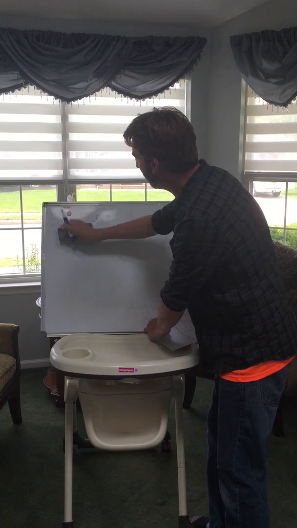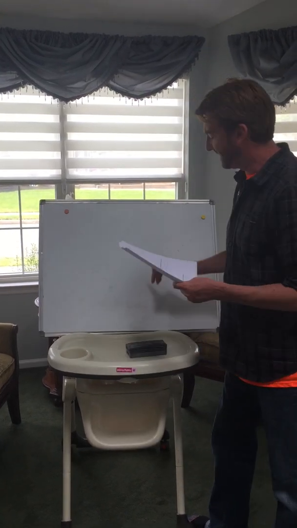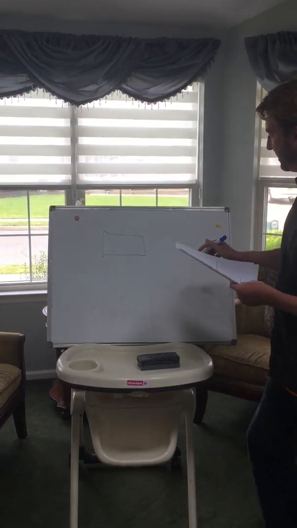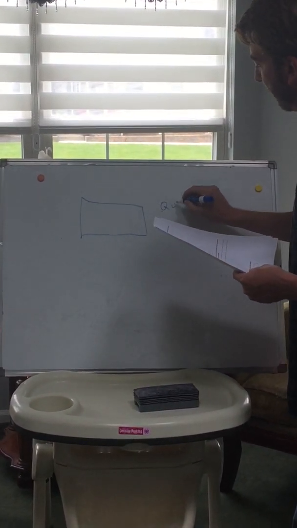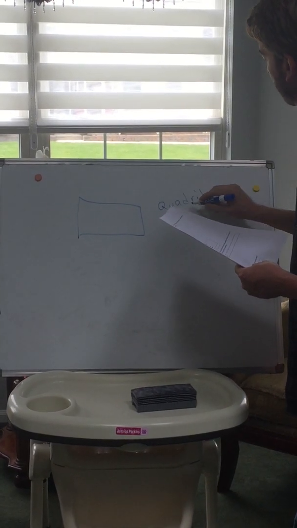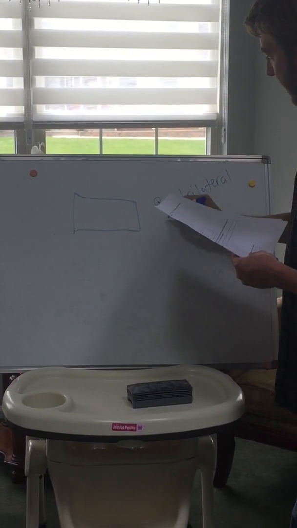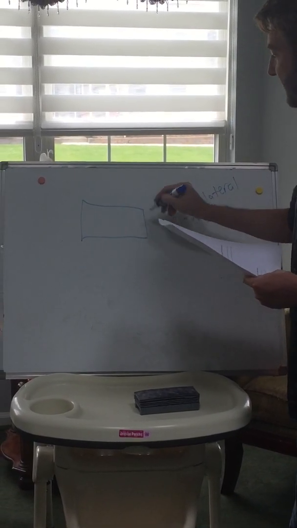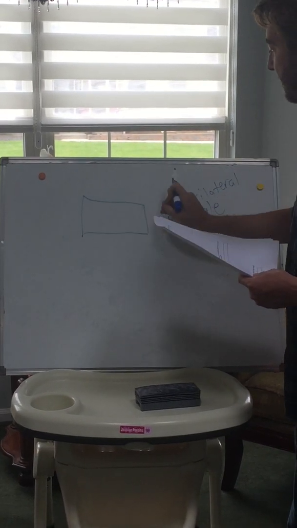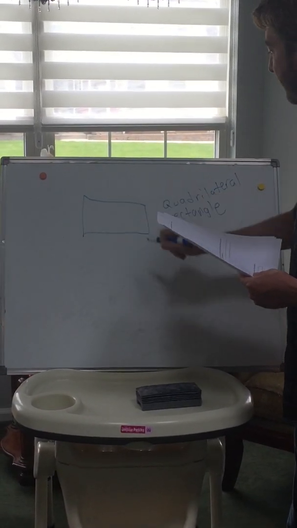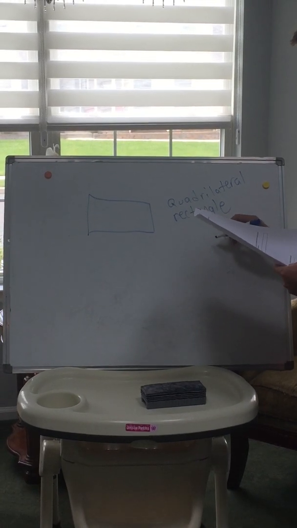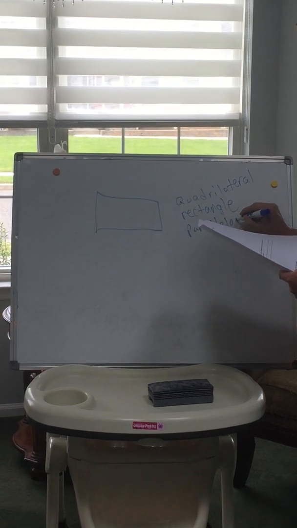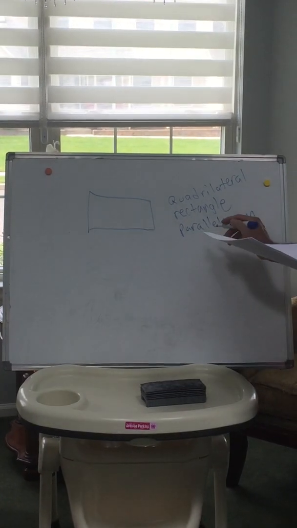Here's one again, and we had problems with this on the quiz. The most missed question is classifying quadrilaterals. Most of you knew that this was a quadrilateral, 4 sides. Most of you know that this is a rectangle, because it has 4 90-degree angles and it has 2 sets of parallel sides and 2 sides of equal length. So that's a rectangle. Most of you got that this is a parallelogram, which I spelled correctly this time.